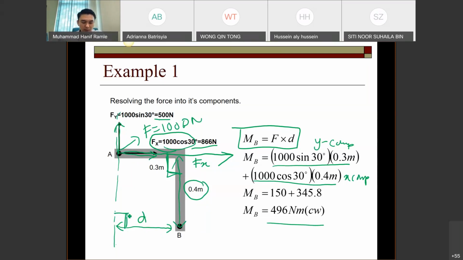Perpendicular. So D is 0.3. Okay, D is 0.3, and the y component of F is 1000 sine 30. So this is the way that you can get the answer very quickly.